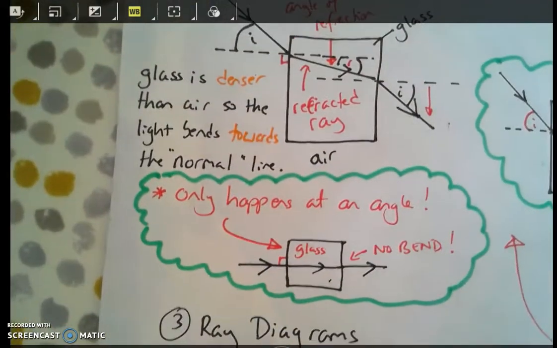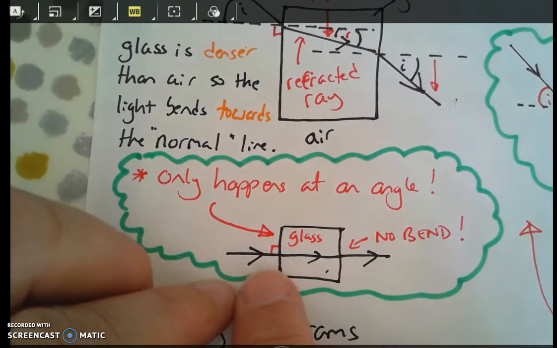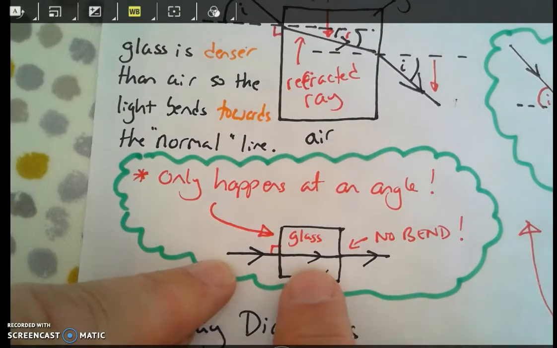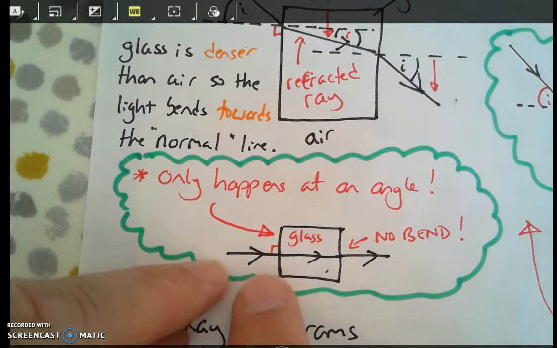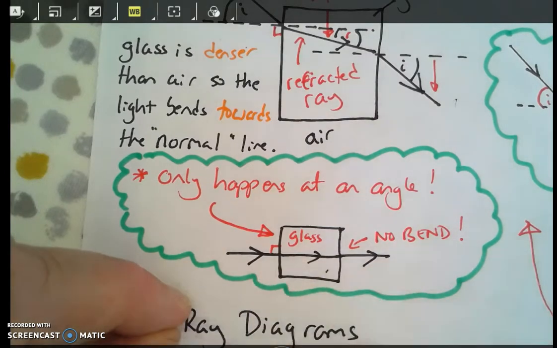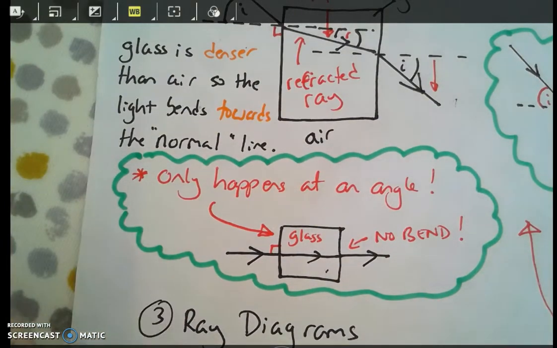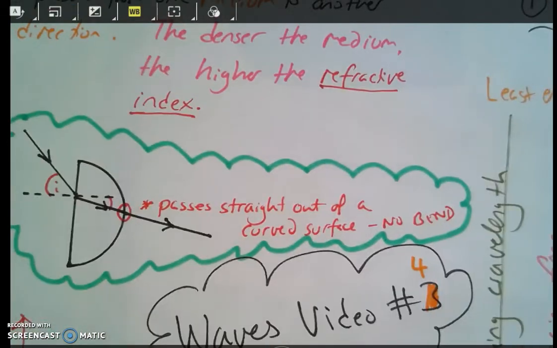The first one is in the green cloud here. This only happens when the electromagnetic radiation, could be anything, it could be gamma rays, light rays, radio waves, you name it, is not hitting the material at 90 degrees. So if the ray hits the glass at 90 degrees, it doesn't change direction, it just passes straight through, as you can see. So there is no bend. Okay, so 90 degrees means no bend. 90, no bend.